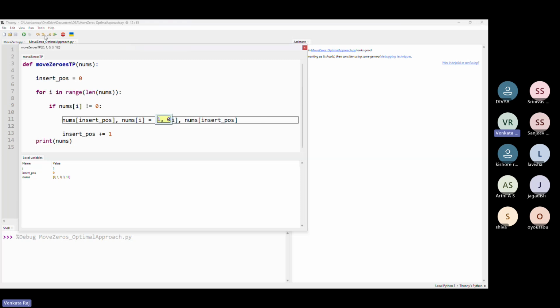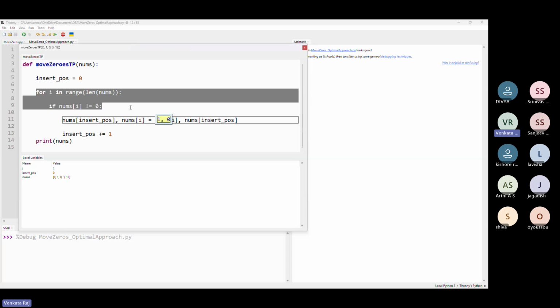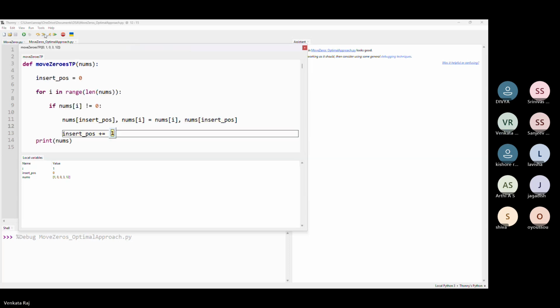What we are doing is taking i and placing it into insert position, and taking insert position and placing it into i. We are swapping it. So this is an important line. Apart from that, you know how to do for and if. And then we are incrementing the insert position. Now the insert position is incremented to 1, index 1. Initially it was 0, and after it got swapped it is incremented to 1. So it will remain 1 until the next time we change it.